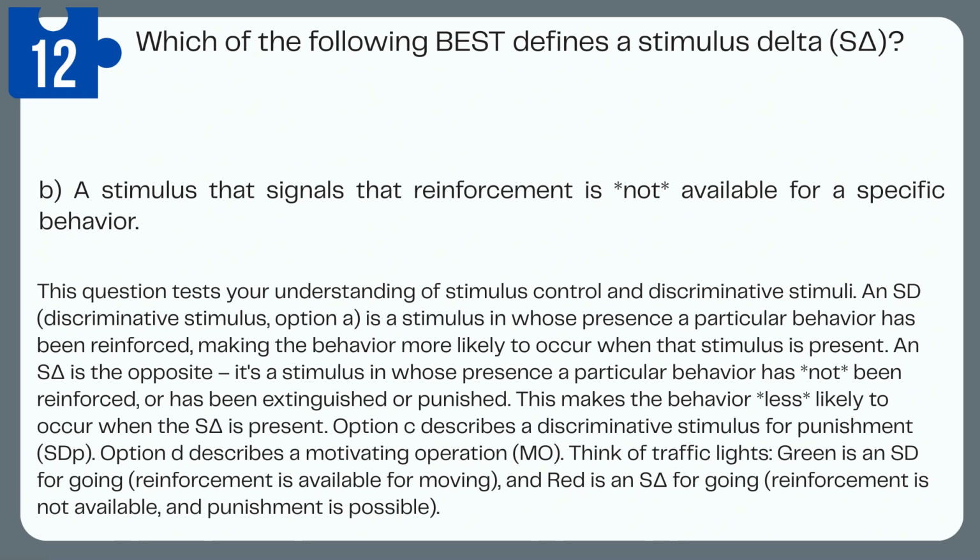Think of traffic lights. Green is an SD for going. Reinforcement is available for moving. And red is an S-delta for going. Reinforcement is not available and punishment is possible.